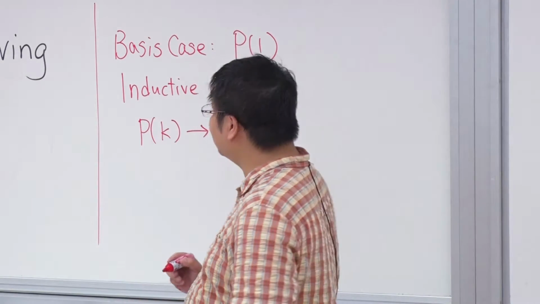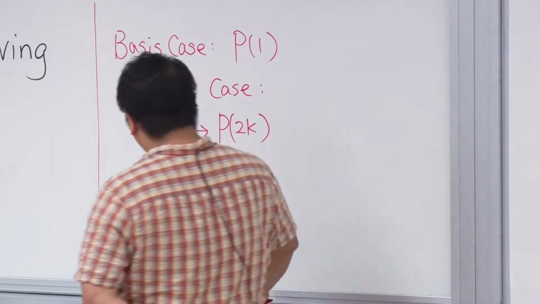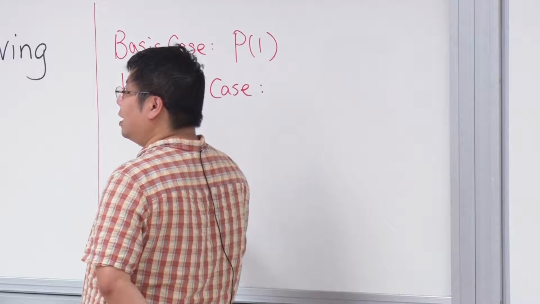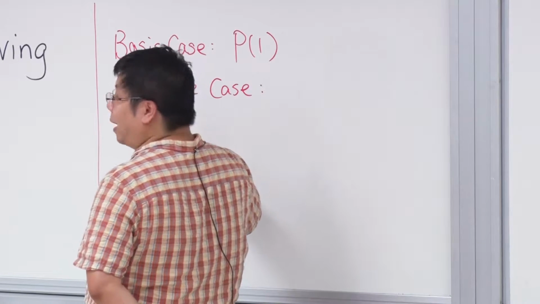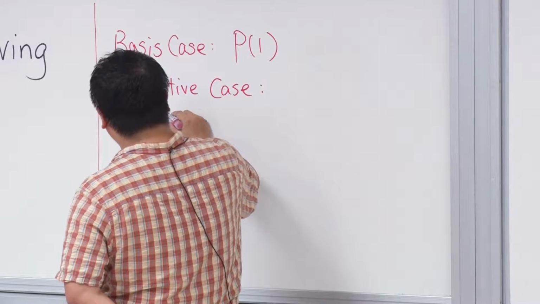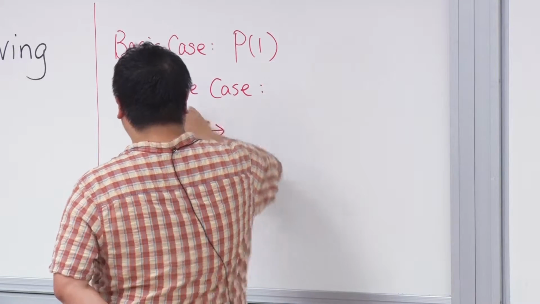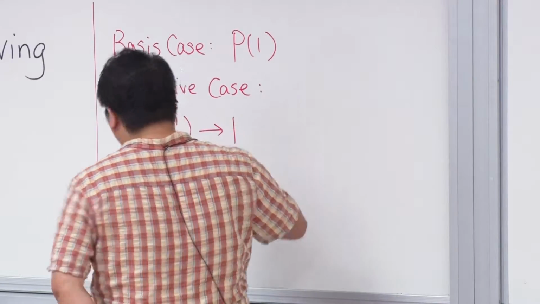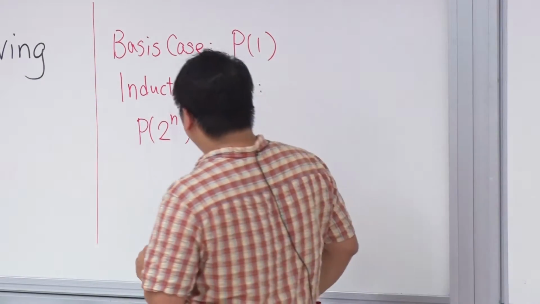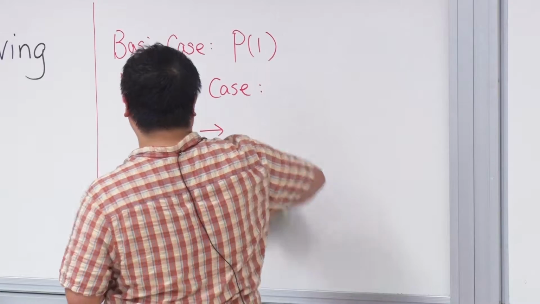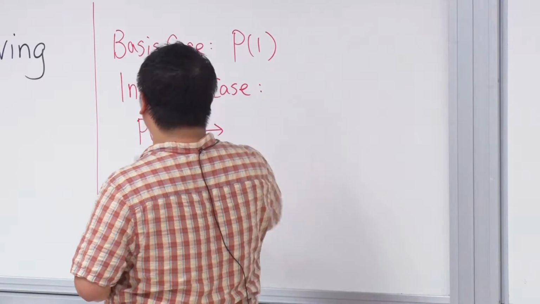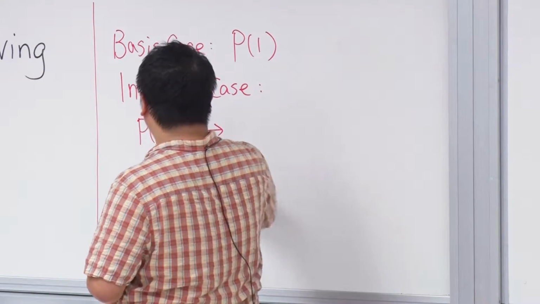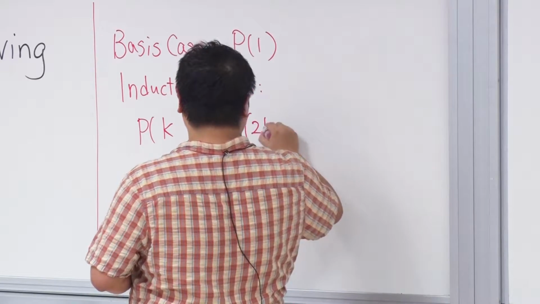Okay? Or perhaps, let me make it like this. Let's use 2 power. Okay, if 2 to the power k is correct, then... Let me see, which one is better? Let's use k. So if Pk is correct, then P2k is correct.